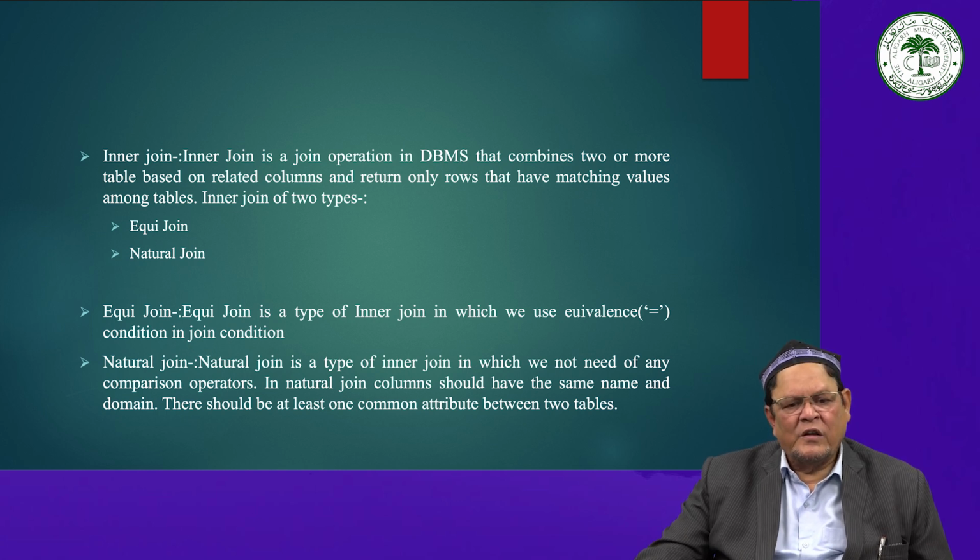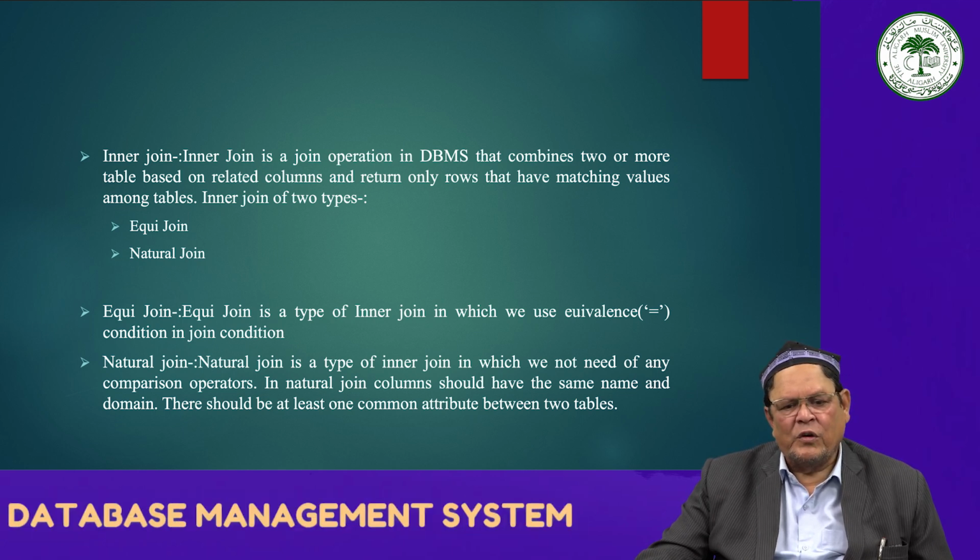EQ join, the equality condition. In EQ join, the equality conditions serve as the join predicate, specifying which columns to compare and match between the tables. For example, if we have two tables, employee and department, an EQ join might be performed based on a shared column such as department ID, where only the rows with matching department ID values from both tables would be included in the result set.